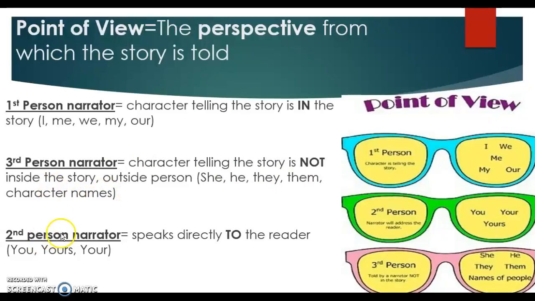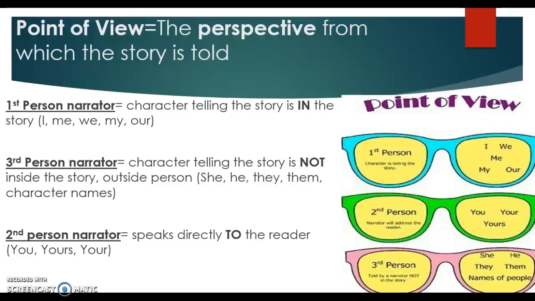A less commonly used type of narrator is a second person narrator. And this is when the narrator speaks directly to the reader: you, yours, your. You may have read books like this that use a second person narrator. I can think of Percy Jackson books that do this, also Lemony Snicket's books. They talk directly to the reader.